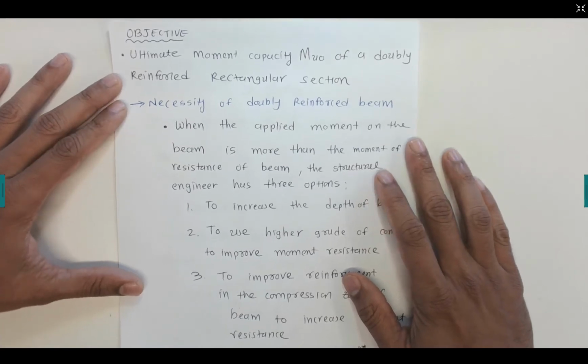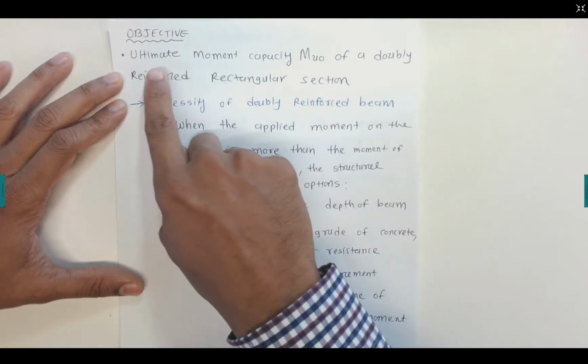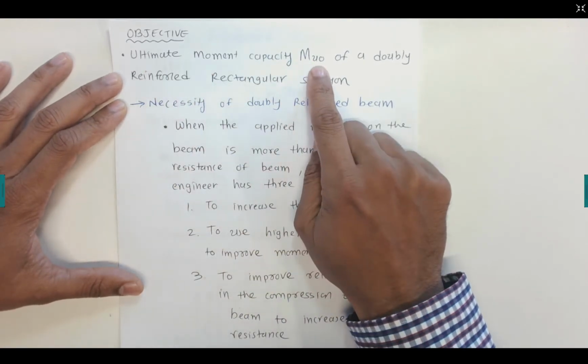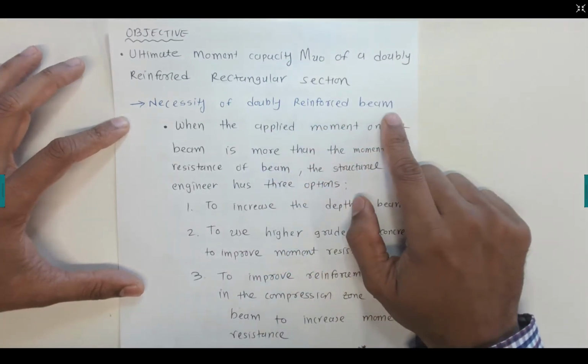The objective of this video is to explain doubly reinforced rectangular sections, and the ultimate moment capacity, Mu, for doubly reinforced rectangular sections. Why do we need this doubly reinforced beam?